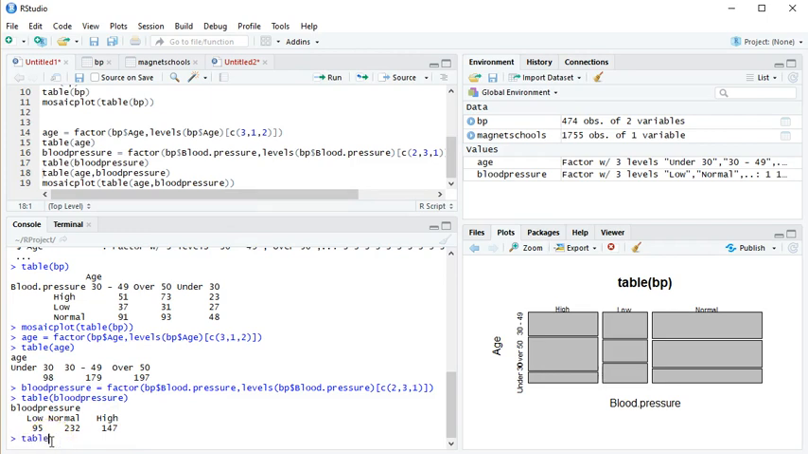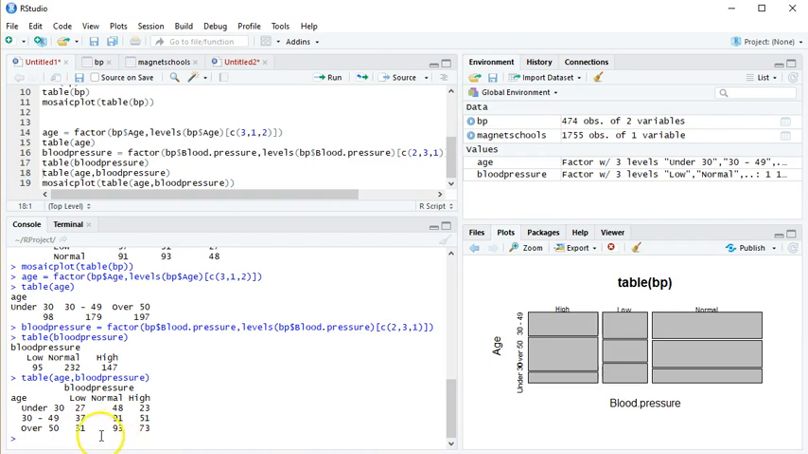So now if I do a contingency table, I'm going to reverse the order. So I'll do age first and then blood pressure. You don't have to. That's just my own preference. But now you can see low, normal, high, under 30, 30 to 49, over 50. A little easier to read.